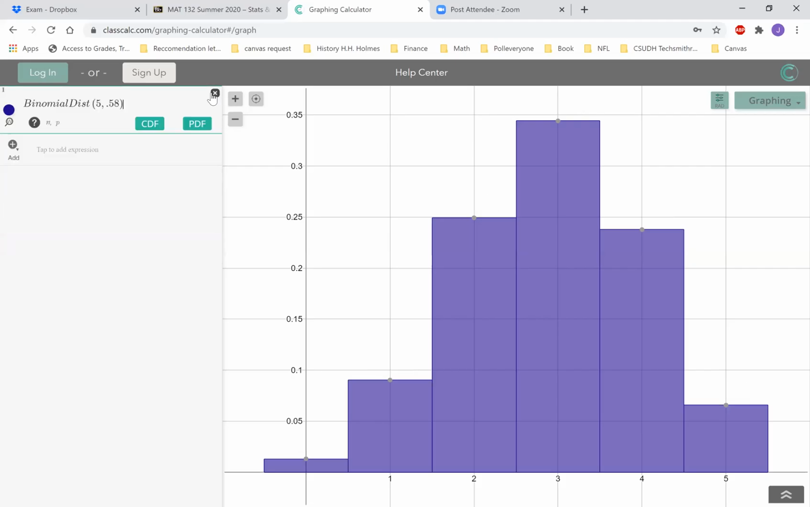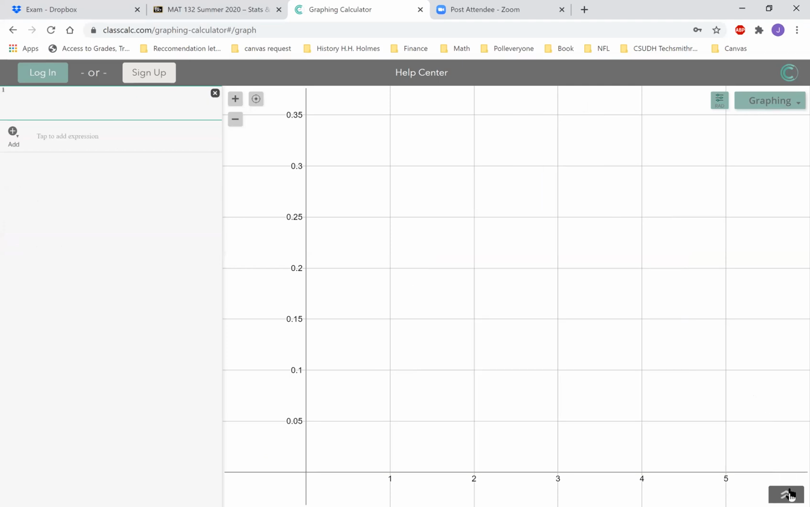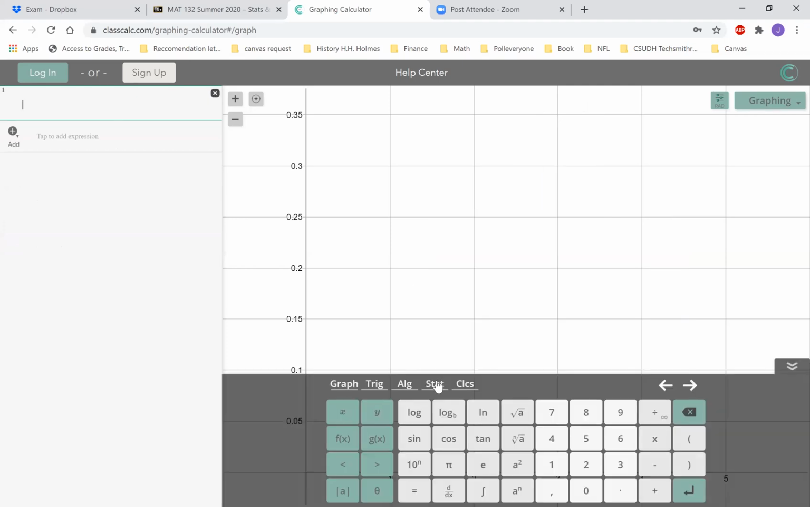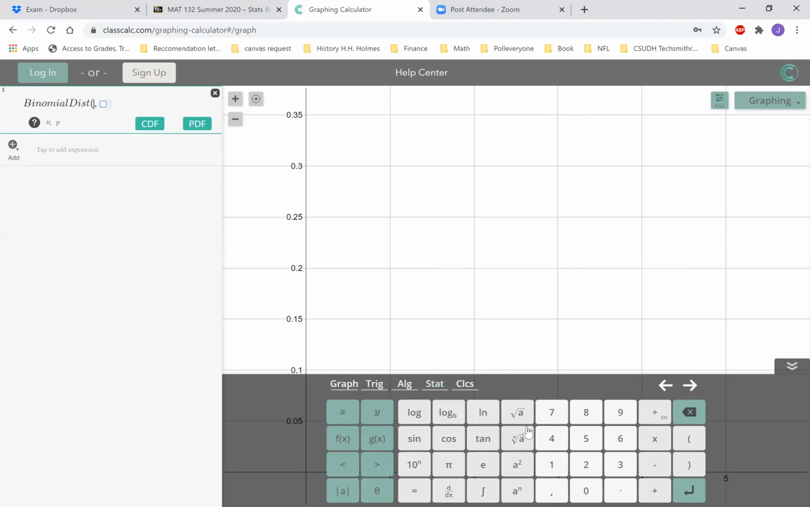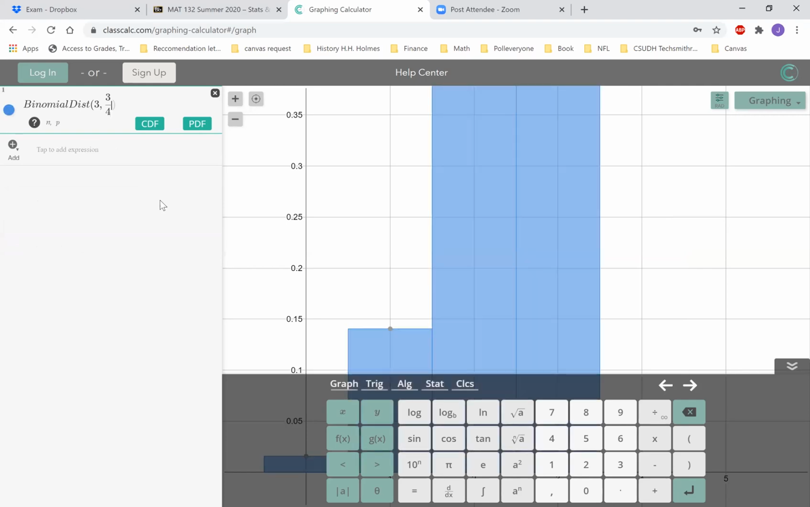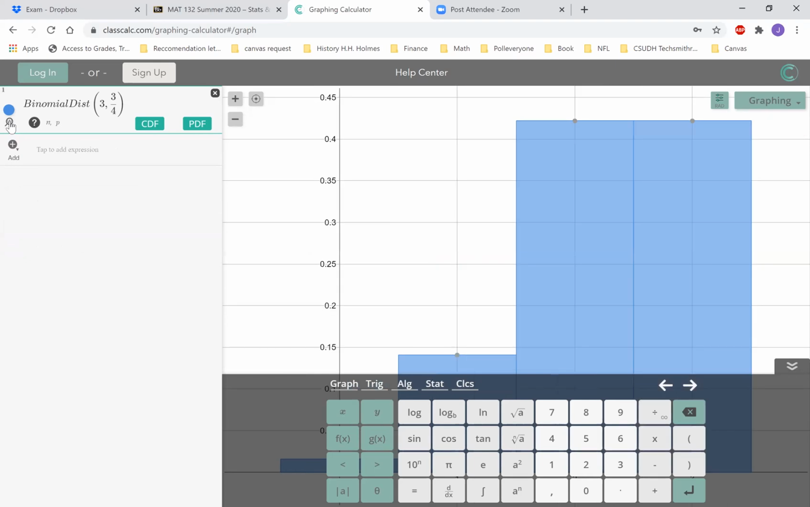Let me erase all of this. In case you forgot how to get there, you go to stats, you go to distribution, and you go to binomial. For the problem that we just saw, they gave me n is equal to 3, and then they tell me p is equal to 3 out of 4. So if you want, you can put 3 out of 4. Classcalc will be able to do that. And then you just make sure that you put the magnifying glass.